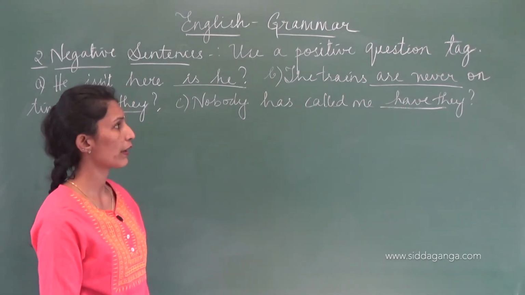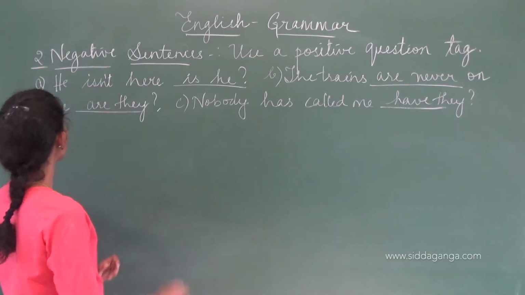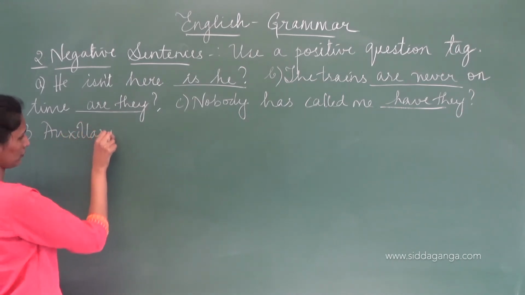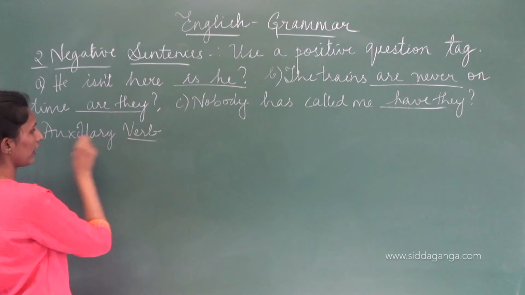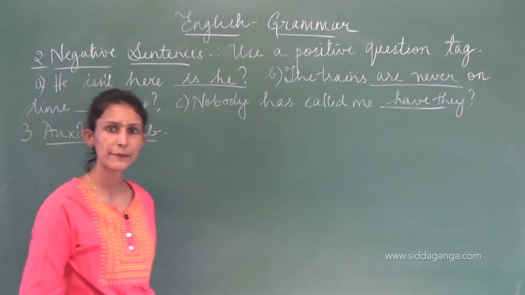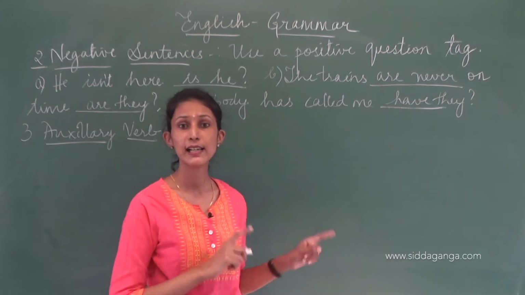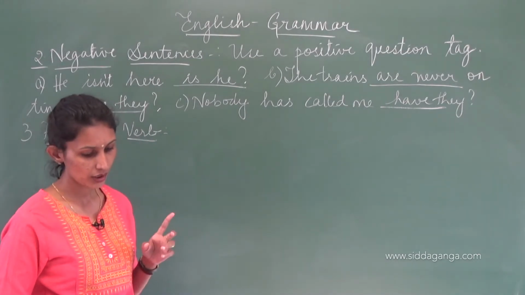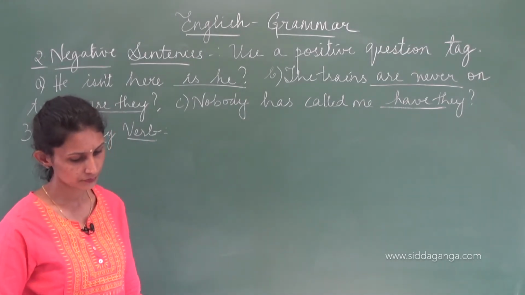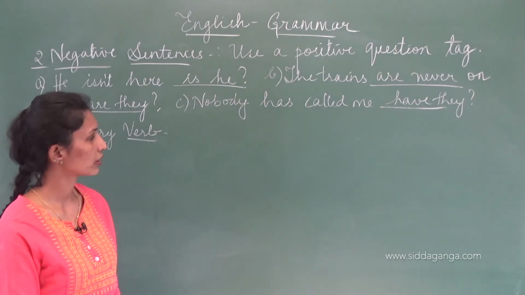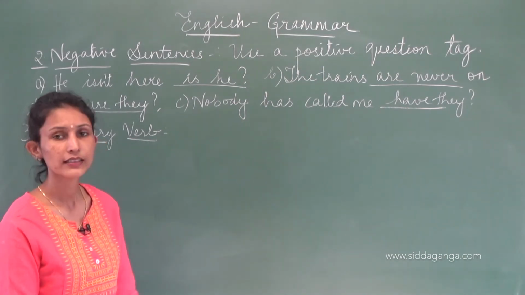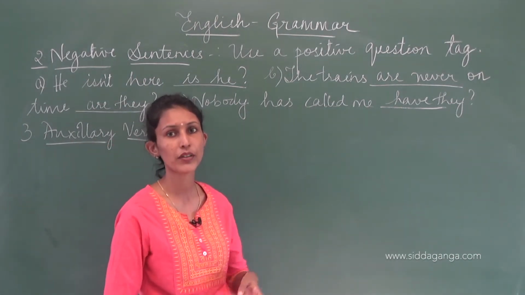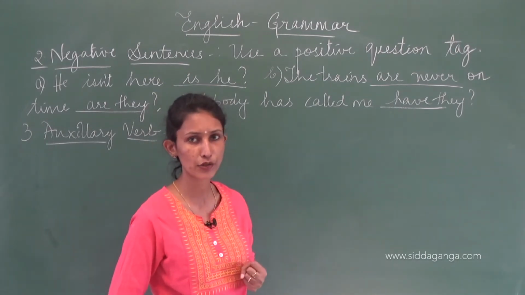Now, we'll come to the next one, the third one, that's an auxiliary verb. It's called a helping verb, which we have already learned in verbs. It's helping you to do something. Now, I'll give you examples. If there is an auxiliary verb in the statement, we use it to form a question tag. Whatever auxiliary verb is there in the sentence, that is picked out to form the question tag.